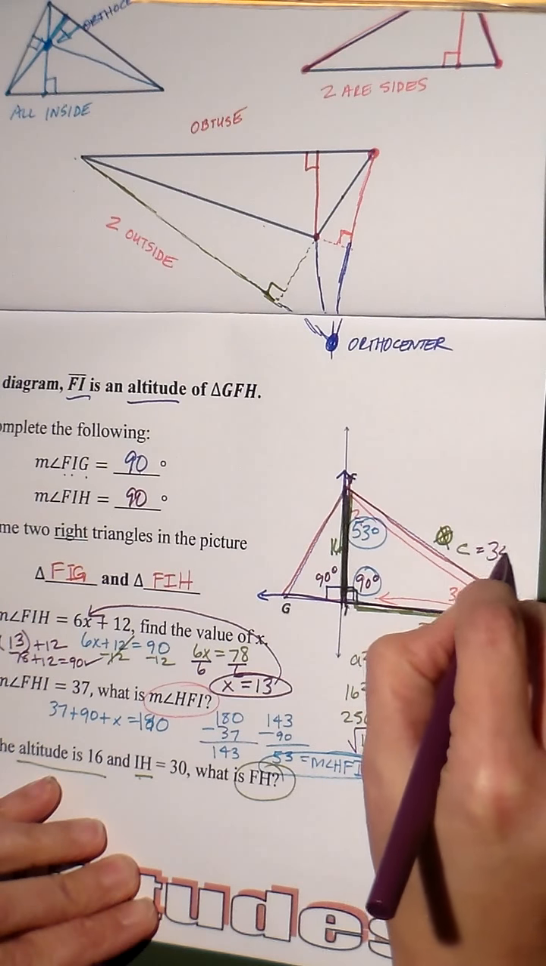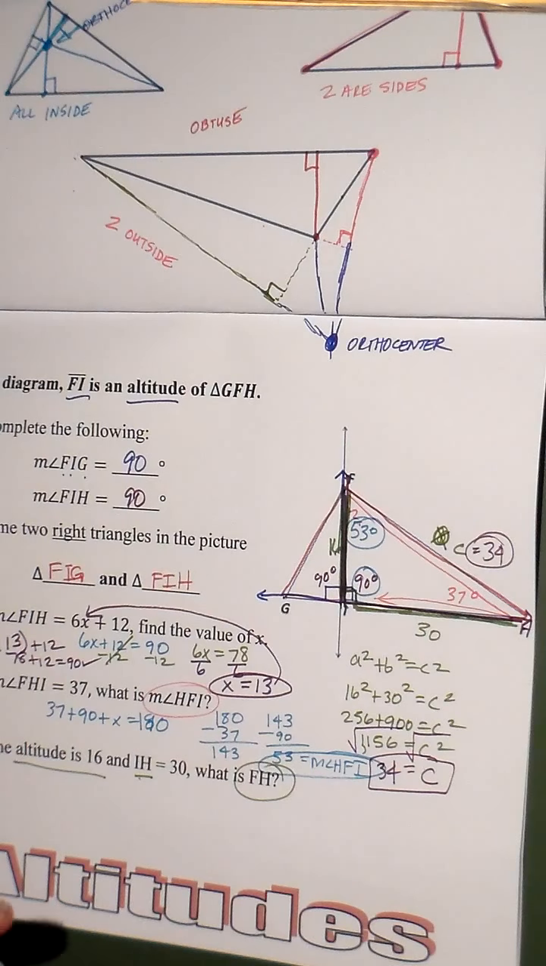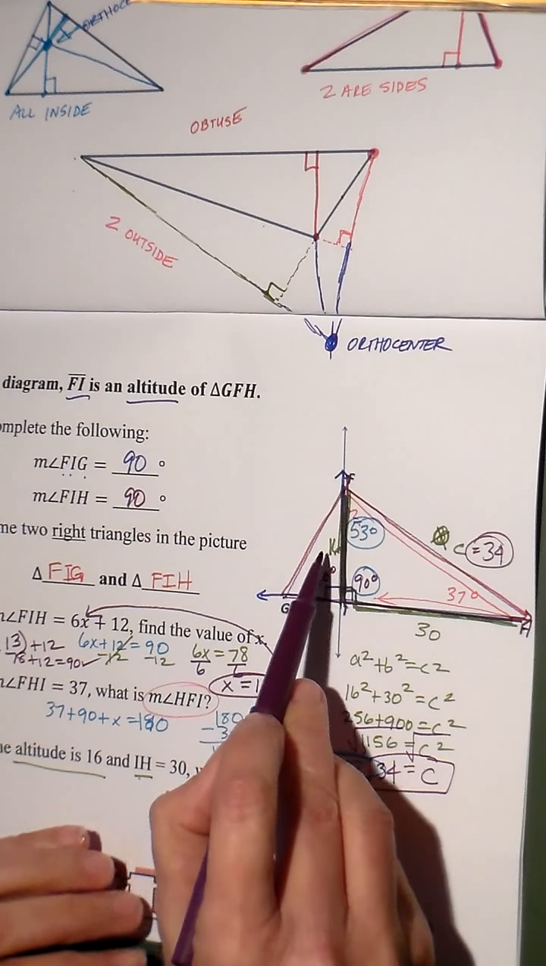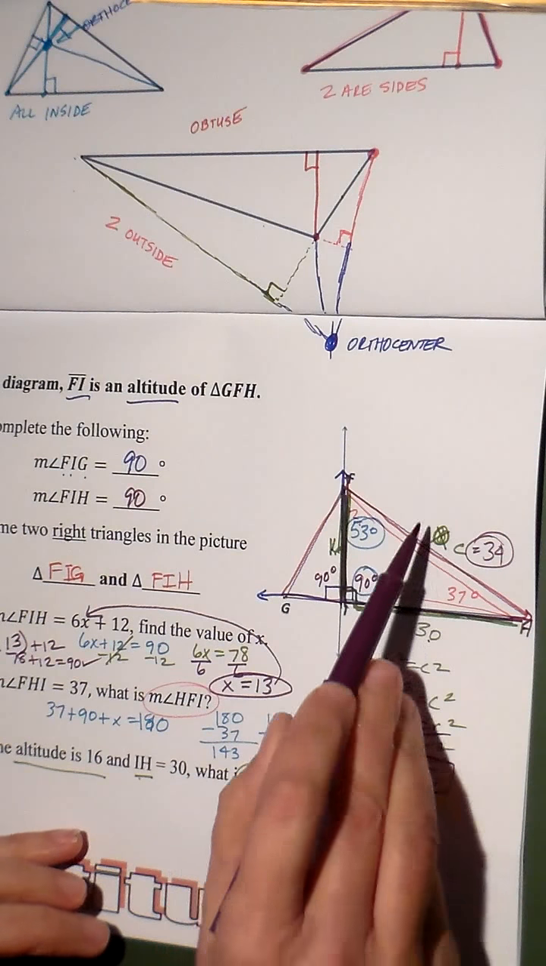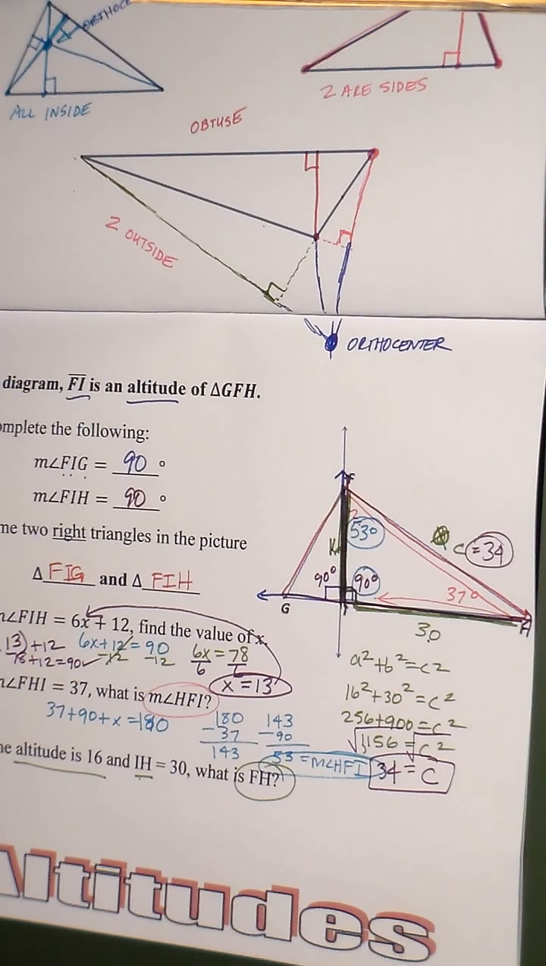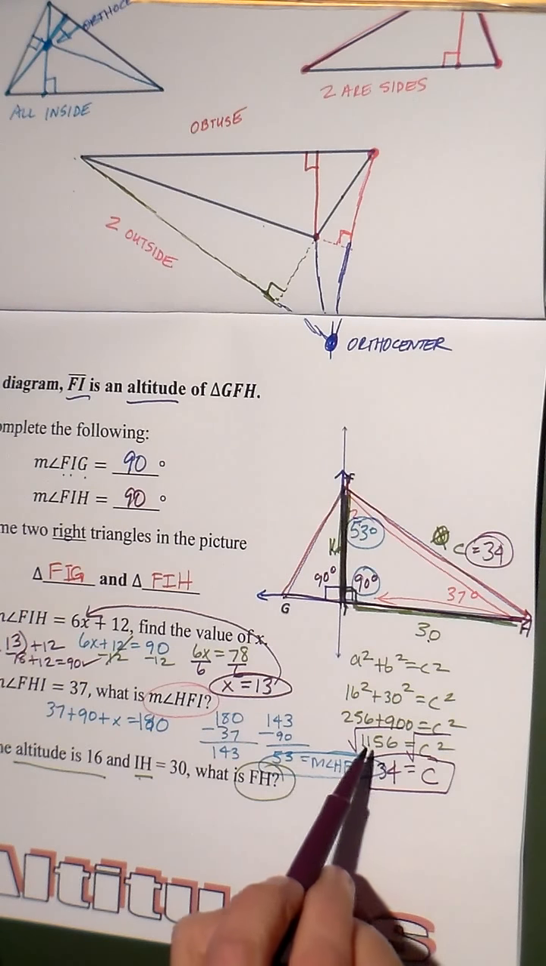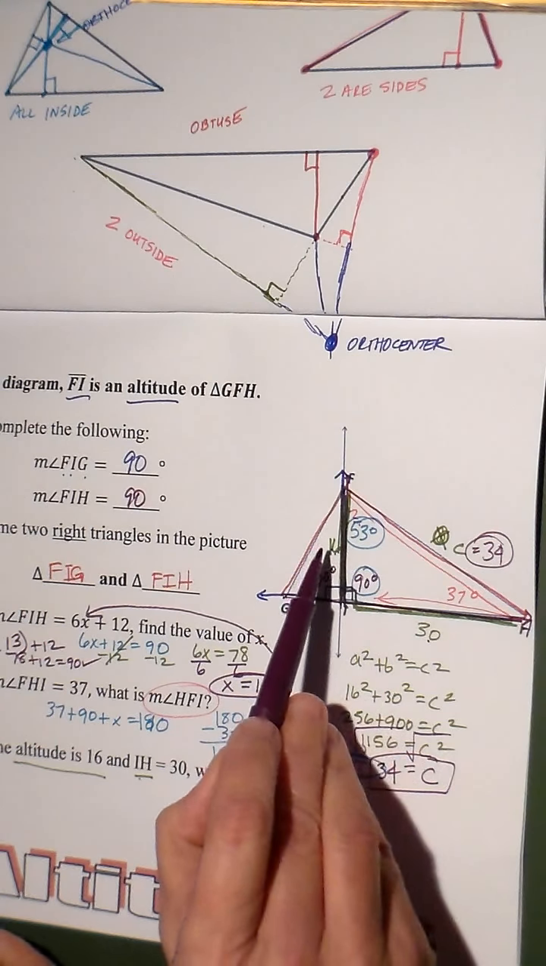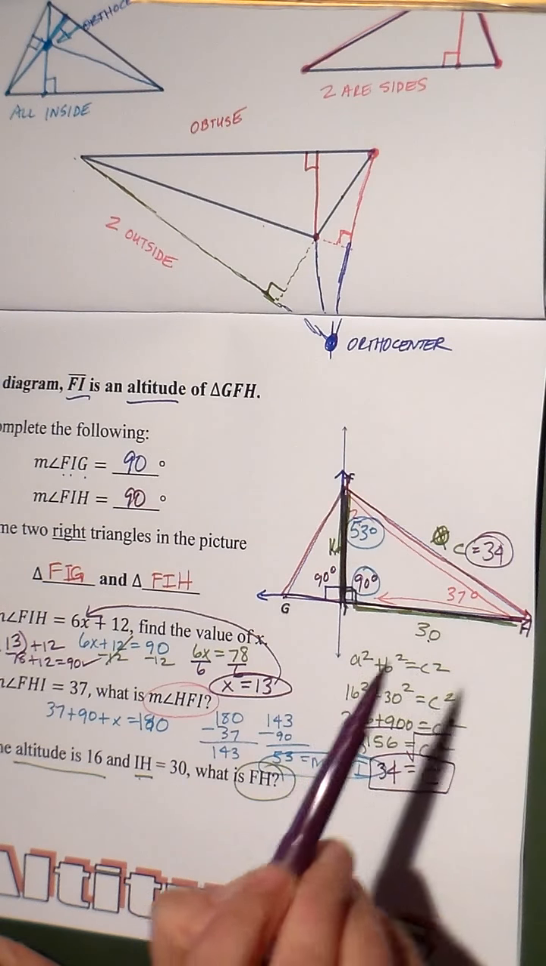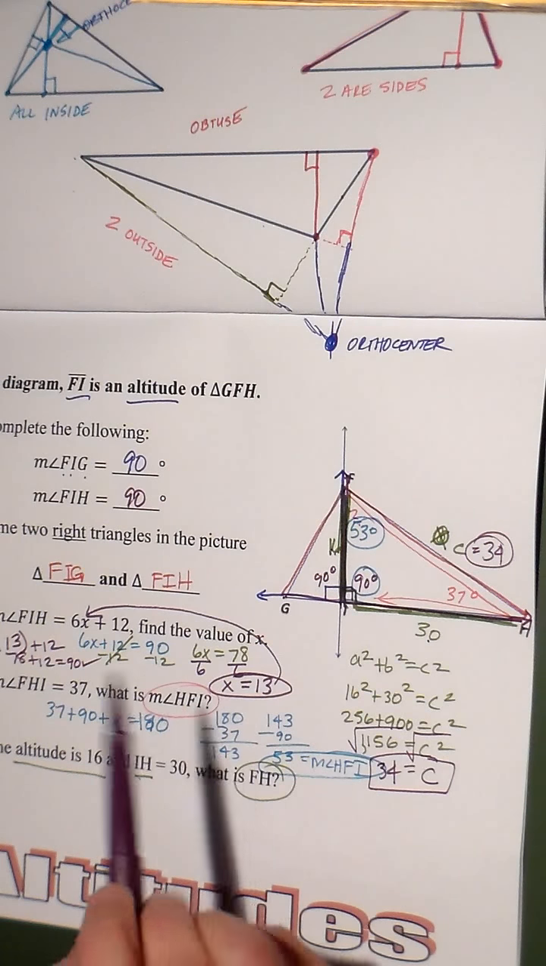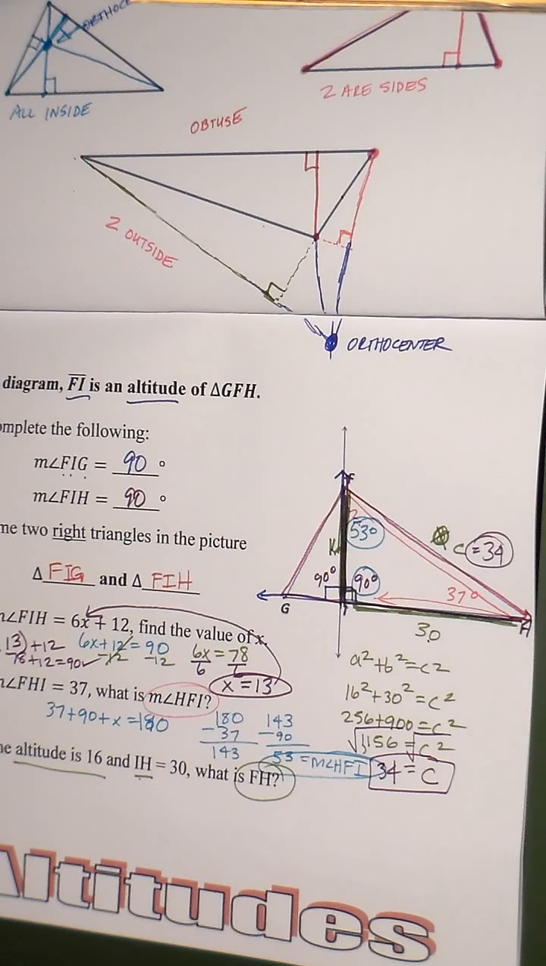The reason I'm saying 17 is because one thing we're going to learn is Pythagorean triples, and this is actually a multiple of 8, 15, 17, an 8, 15, 17 triangle. So the square root of 1156 is 34 because 8 times 2 is 16, 15 times 2 is 30, and 17 times 2 is 34. But we haven't gotten into that yet. So anyway, that's how you do the altitude.